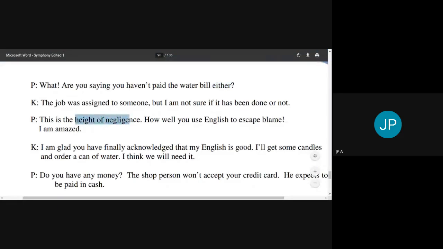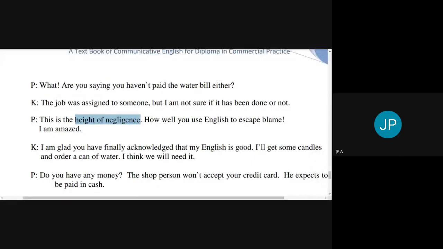So this is the next idiom that is used by Priya. Height of negligence. Negligence. What is negligence? Negligence and the negligence. Hello. What is negligence? She is scolding her husband.